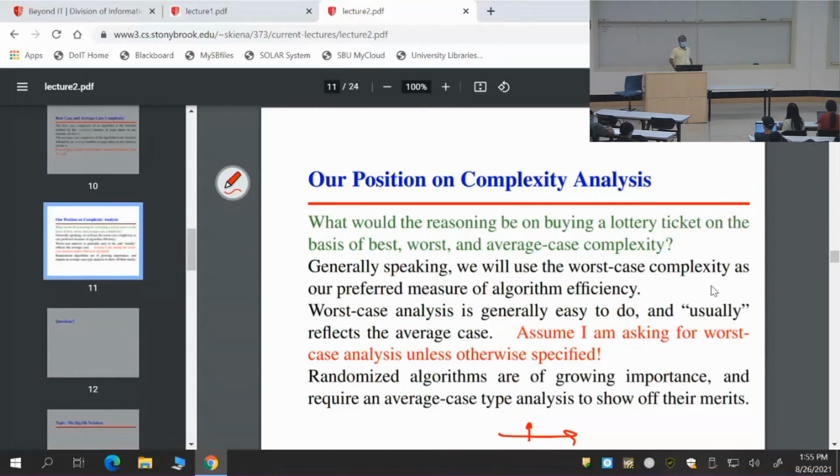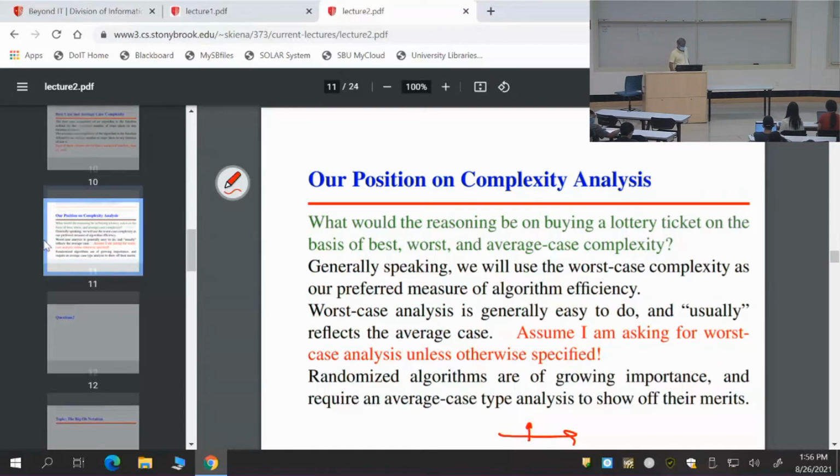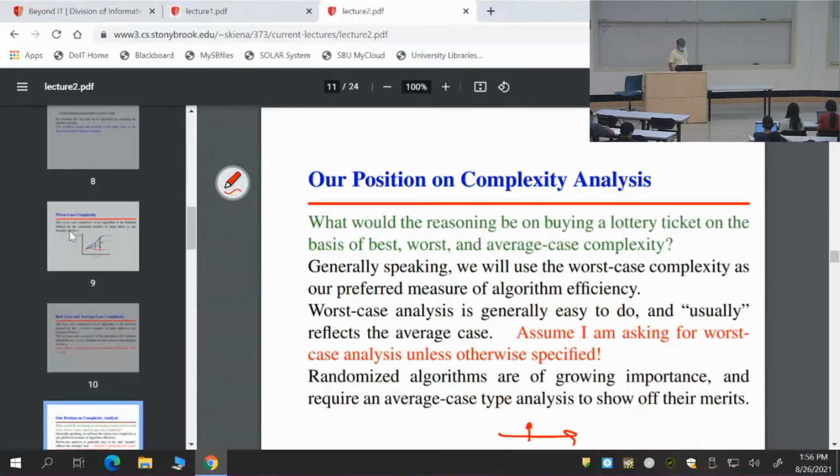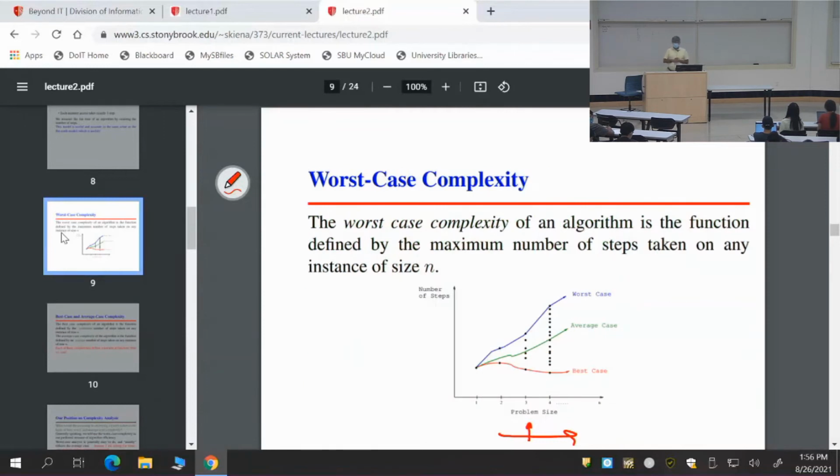Now, which is more important when you talk about an algorithm? Let's say we want to think about an algorithm like this. Which do we think will tell us the most information about our algorithm that we care about? Do we want to know about the best case, the worst case, or the average case? Yeah? Worst case. You say worst case. Why do you want to know the worst case?